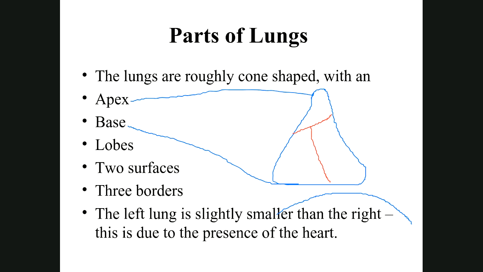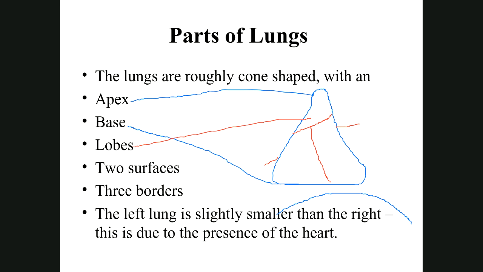Okay. These are the lobes of the lung, and then the surface. As we can know what you mean by surface. And then these are the borders here.